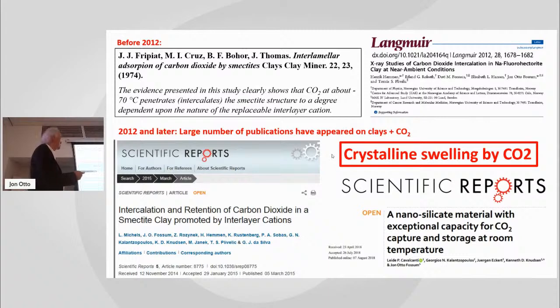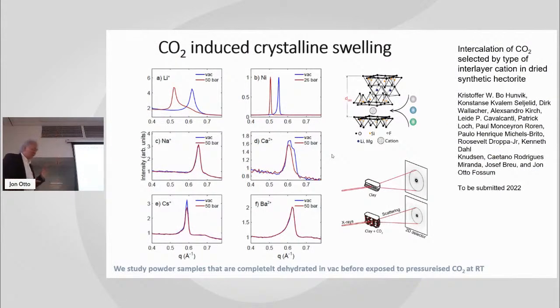So this was our paper, and the 1974 paper was a bit doubtful. They doubted themselves whether this was really real. But we proved, together with many other groups around the same time, that these interlayers can accept CO2, and can have crystalline swelling caused by CO2. Then we have these other papers following up on that. One result coming out of that is that it's very cation dependent. The interlayer cation determines whether CO2 enters the interlayer, whether you get crystalline swelling or not by exposing the sample to CO2.